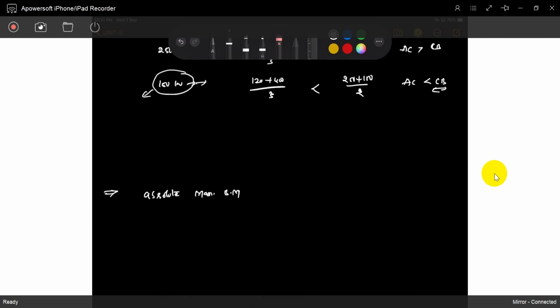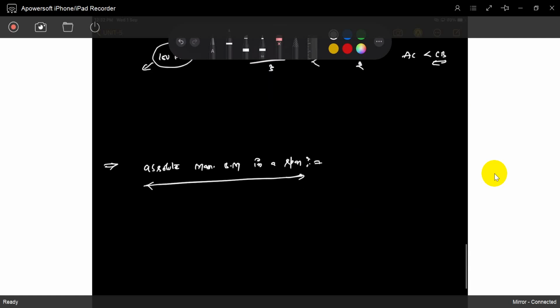Now you can see the next problems: absolute maximum bending moment in a span. These are not in the syllabus, but they are very important problems in GATE. That's why I will include them. The syllabus doesn't mention these, but I will give some small idea. Okay, absolute maximum bending moment in a span.